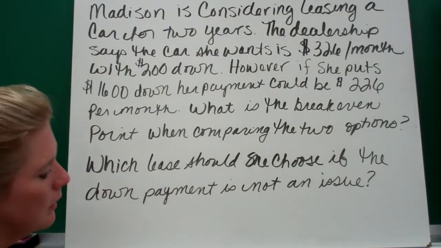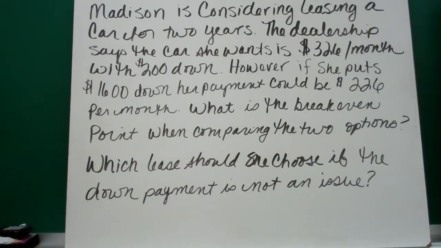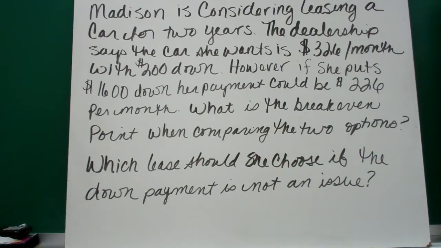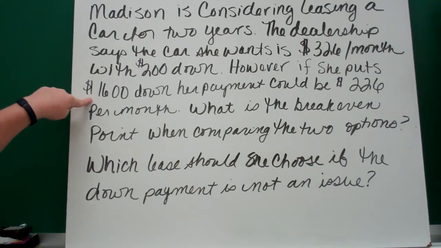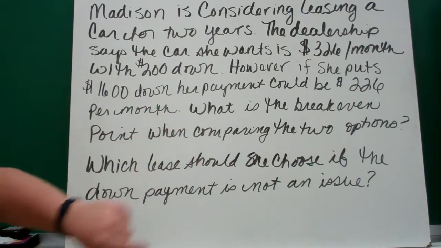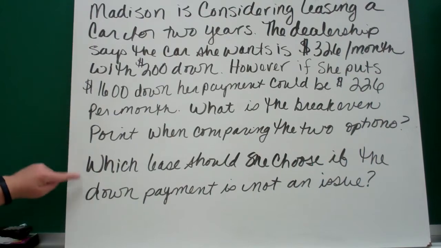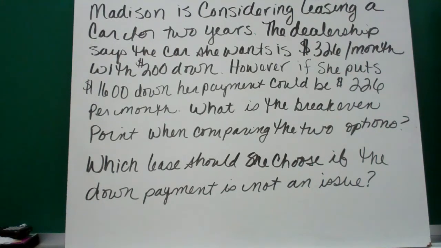Okay. As always, I'm all about solving problems. Madison is considering leasing a car for 2 years. The dealership says the car she wants is $326 a month with $200 down. However, if she wants, she can put $1,600 down, and her payment would be $226 per month. What is the break-even point when comparing the two options? Which lease should she choose if the down payment is not an issue?